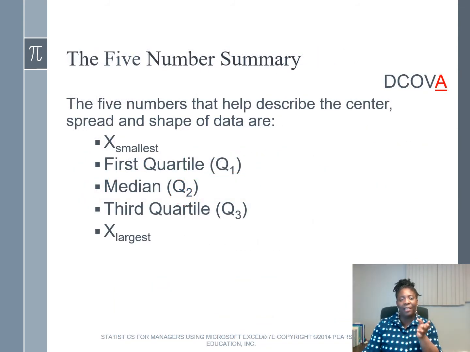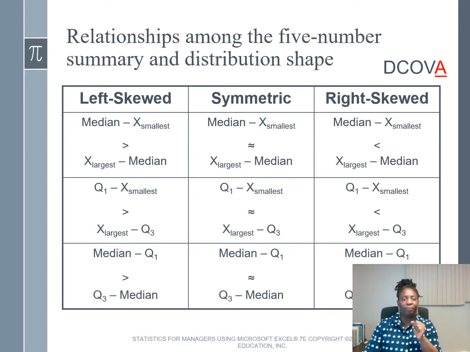There are 5 numbers that help describe the center of data, and I've talked about them in passing, but just to summarize, you need the minimum value, you need the maximum, and the 3 quartiles. That information helps us determine skewness.